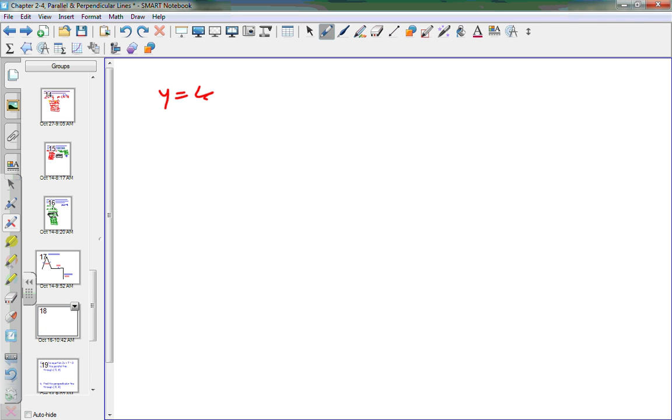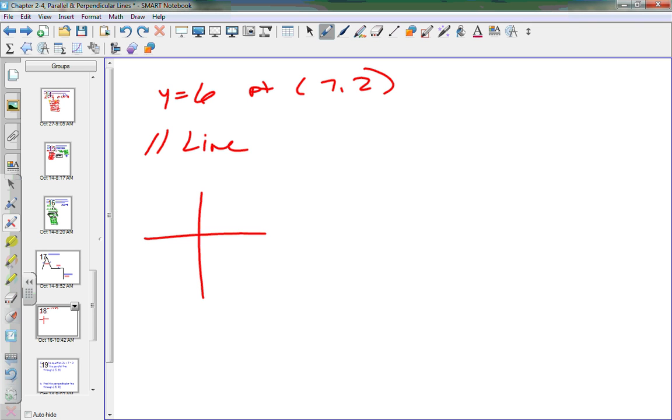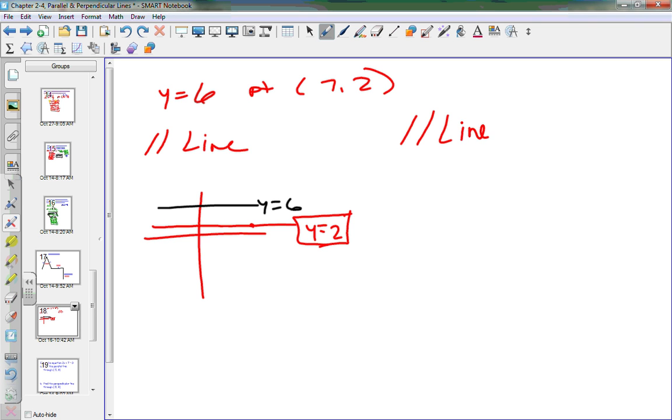So with that said, this is not in your notes. If I have y is equal to 6 through the point, let's say 7, 2, I want a parallel line. What's my equation? Well, here's y equals 6. Here's your point 7, 2. What's my parallel line to that? A horizontal line at y equals 2. So my parallel line is going to be y is equal to 2.